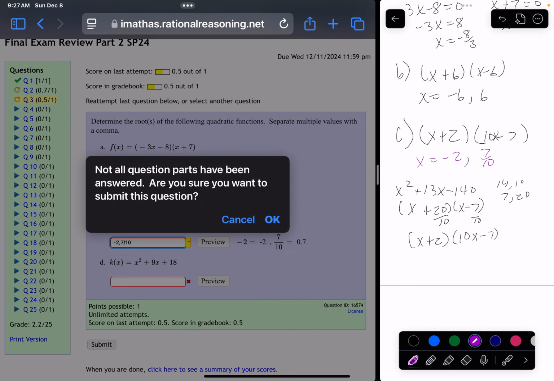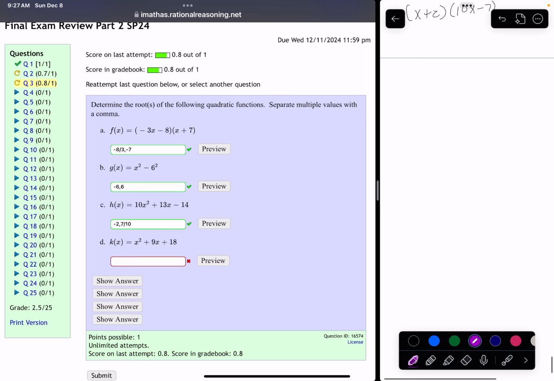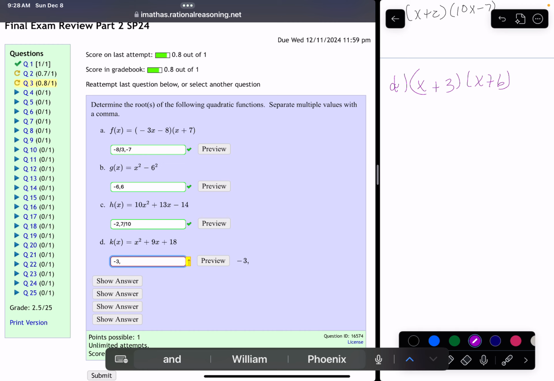Let's see, make sure I didn't make any mistakes there. So there is C. Now, D, the factors of 18, let's think of that through a little bit. The factors of 18 are 18 and 1, that adds up to 19, not 9. 9 and 2 adds up to be 11, not 9. But 6 and 3, so it's a factorable quantity. That's always the route you want to take. That's x plus 3 and x plus 6 for roots or zeros at negative 3 and negative 6.